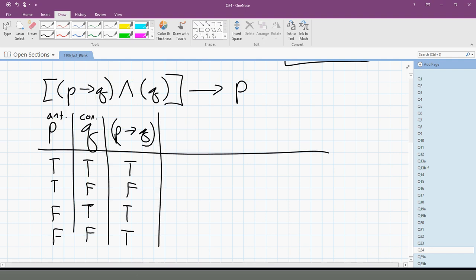So what are we going to do next? The and symbol. Finish out your brackets now. We already know what this guy is, my parenthesis. Now we're going to do the and with the Q, and that will complete the bracket part. So ands are only true when both are true. So we got true, true. We got false, false. We got true, true. And we got true, false.